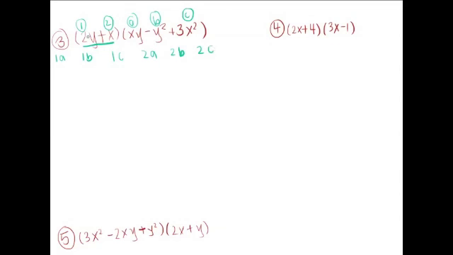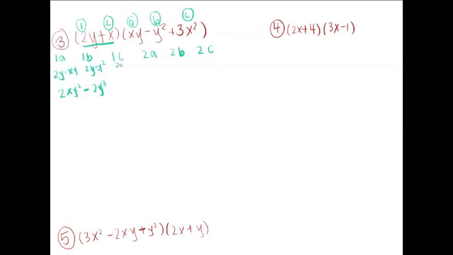Okay? So 1A, 2y times xy would be what? 2xy squared. Okay? So the 2 drops down because there's nothing, well, there's a 1 to multiply it with. There's no x to multiply, so it just drops down. Y times y is y squared. Okay? 1b is 2y times negative y squared. So we have negative 2y to the third.